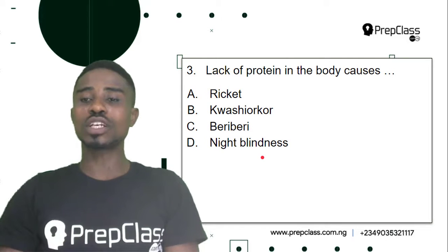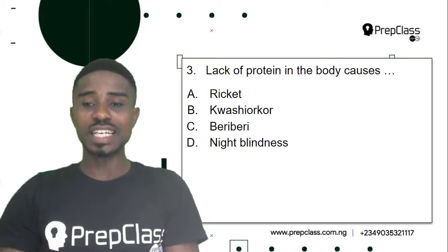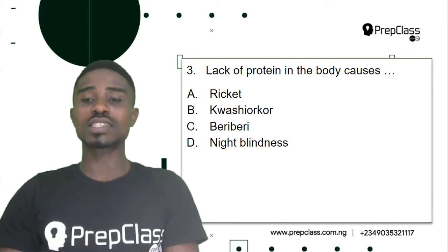Lack of protein in the body causes A. Rickets, B. Kwashiorkor, C. Beriberi, D. Night blindness. For us to carefully select the correct answer, we need to analyze all of the options and see which one best answers our question.